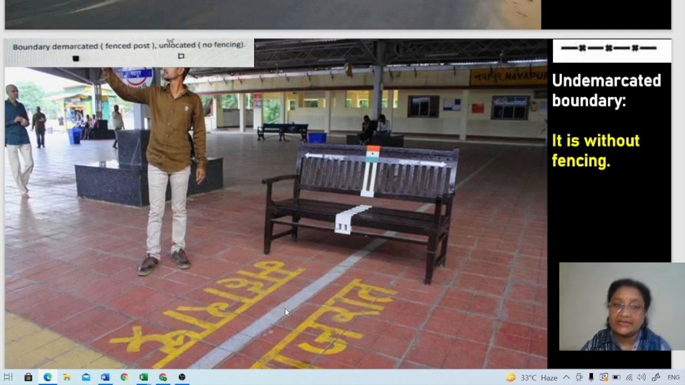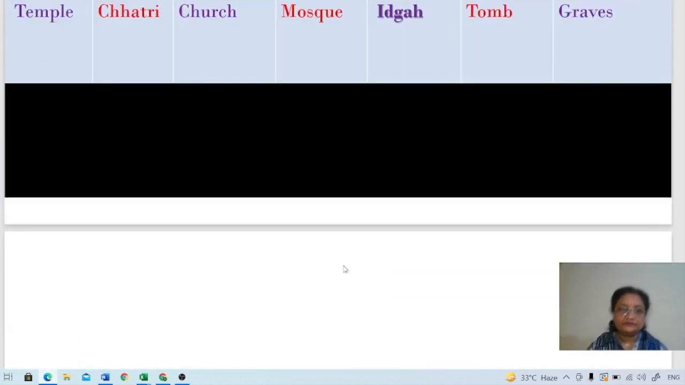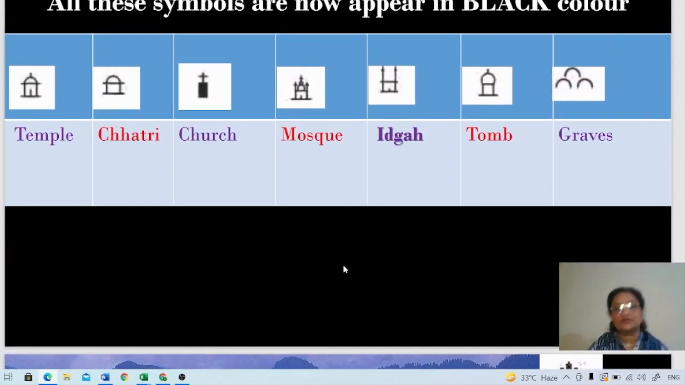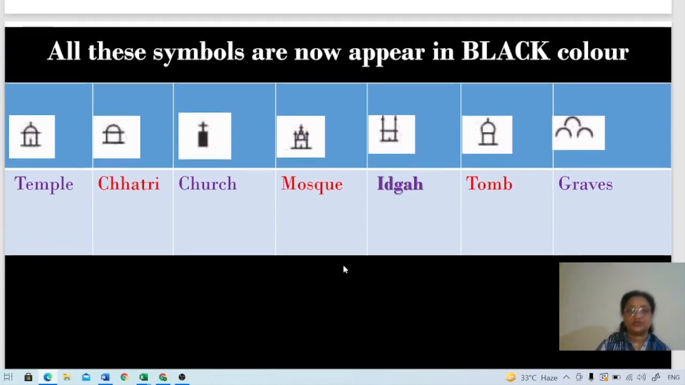Now, why is it called undemarcated? Because there is no fencing done over here. One simple line is there, so this is called undemarcated. Clear? Now come to the rest of the symbols that we get in the topo sheets.